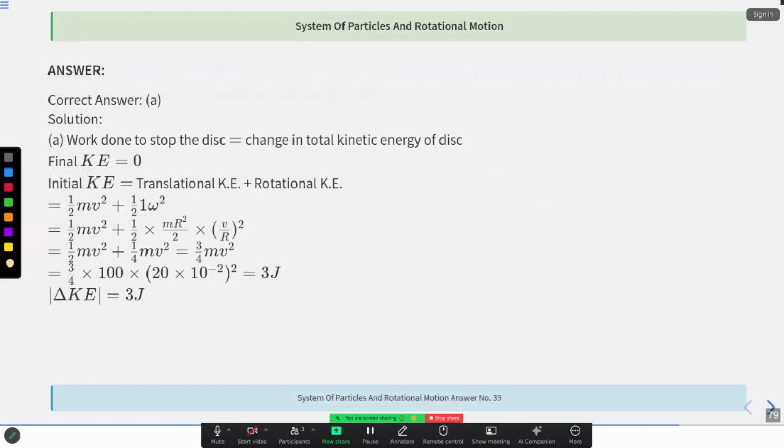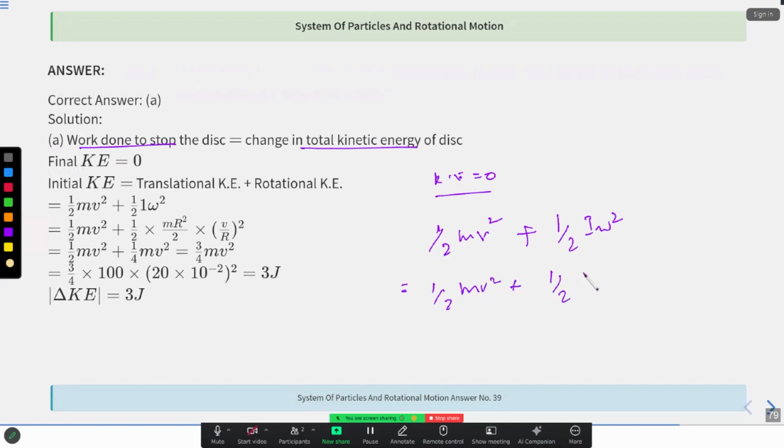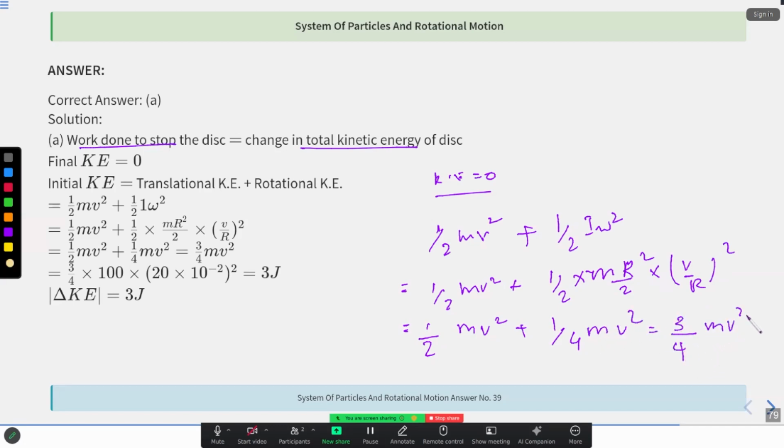So kinetic energy. See, work done to stop the disc is the change in kinetic energy of the disc. Final kinetic energy is 0. Initial kinetic energy is half mv square as it is linear, plus half I omega square as it is even rotating. So half mv square plus half mr square by 2 into v by r whole square. This is half mv square plus 1 by 4 mv square, that is 3 by 4 mv square.